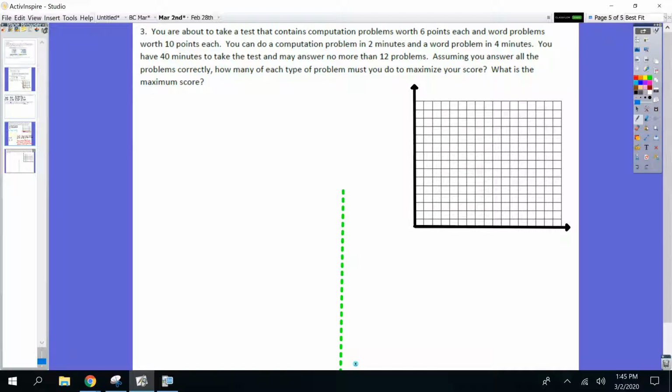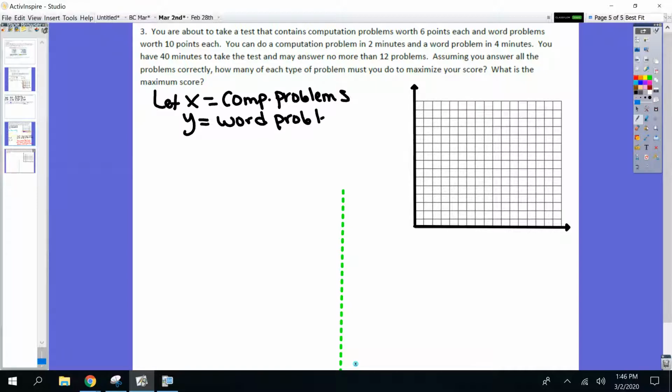Okay, variables first. Go down to the end of the problem. How many of each type of problem do I need? All right, so what's one type of problem? Okay, so we'll let x equal computational problems. And the other type? We'll let y equal the number of word problems. There we go.